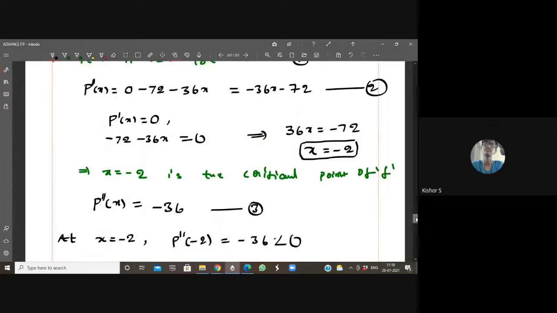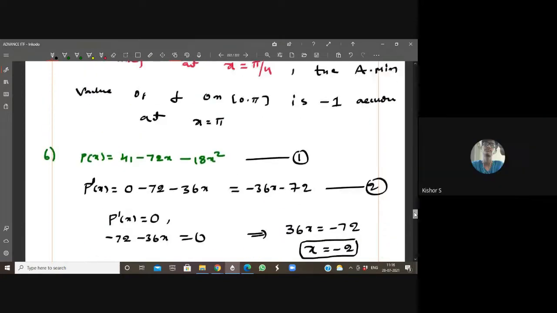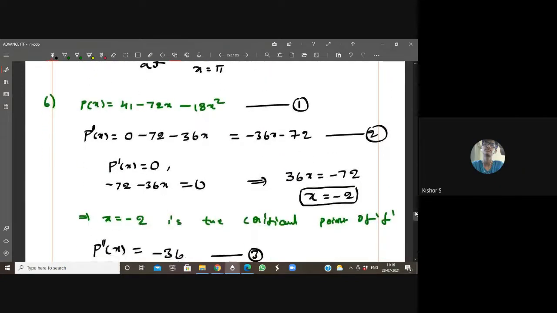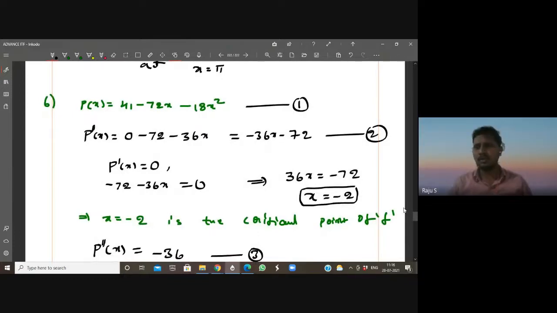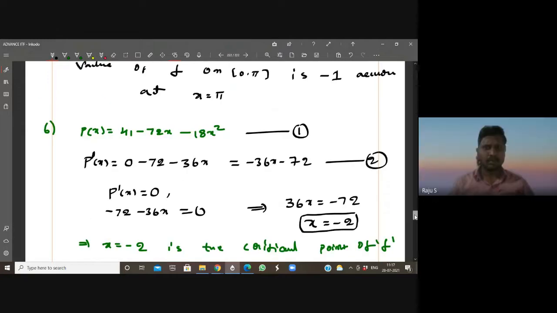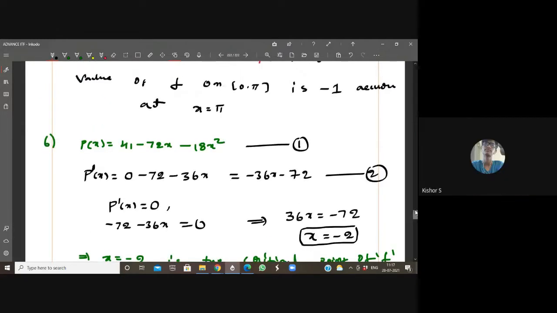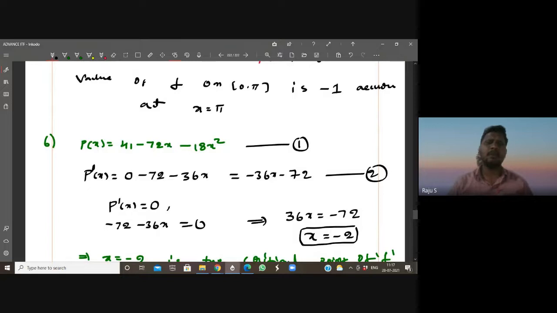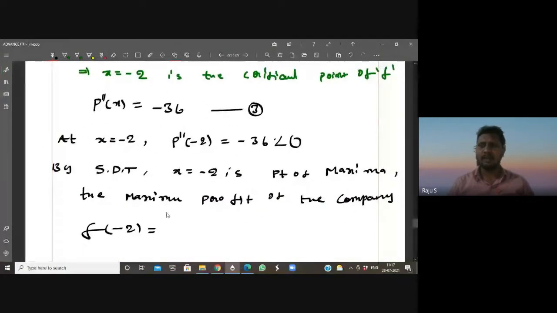Sir, for this question, are we using the second method? Yeah, method 2 only. I applied method 2 here. But you said for... Yeah, this is a word problem, you know. It's better to apply method 2 alone. Even with the help of method 1, we can prove that it has a maximum value. The maximum profit is going to be the f of minus 2 value alone.